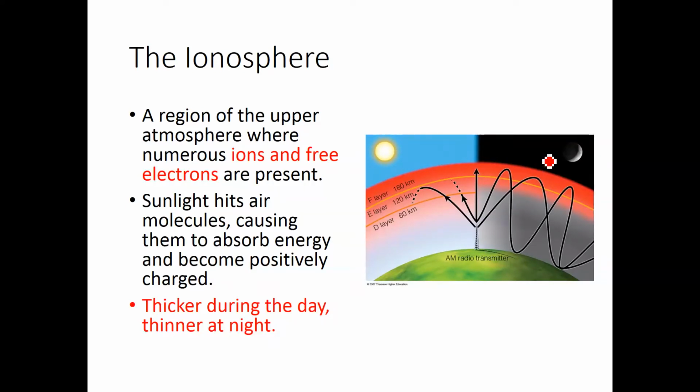However, at night, there's no sunlight exciting these molecules. So there aren't as many free electrons, there aren't as many ions, there isn't nearly as much of that. As a result, the ionosphere is much thinner. And as a result, AM radio waves can travel very far. In fact, if you're in the right location, you can hear radio stations from thousands of miles away. There's actually a really cool video. I'll post a link to it in this video, from a YouTube channel called Half as Interesting that talks a lot about AM radio waves and the ionosphere. It's really cool stuff.